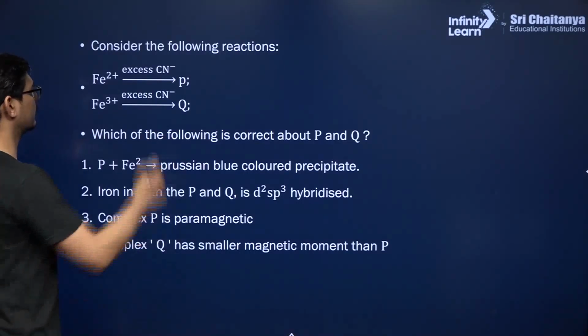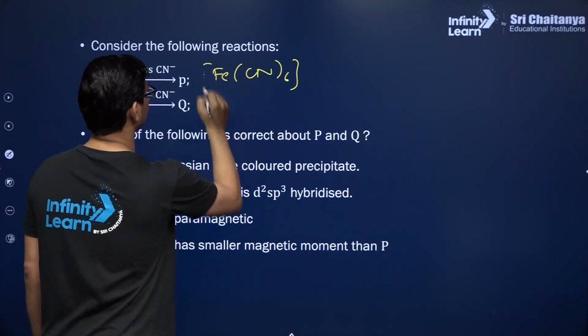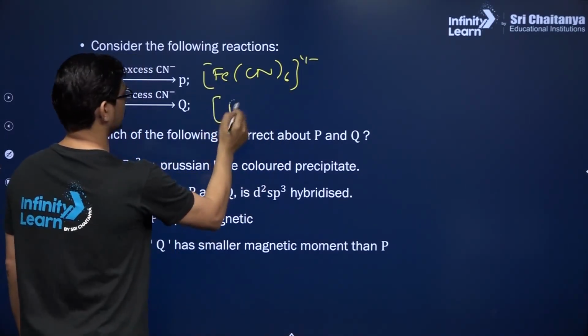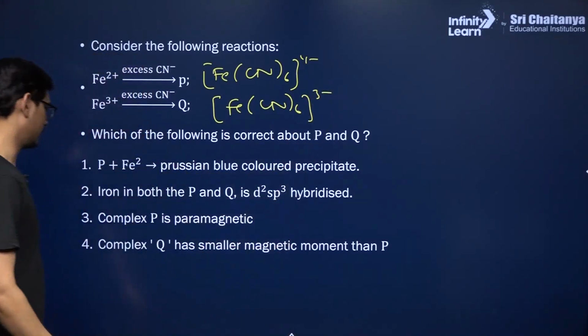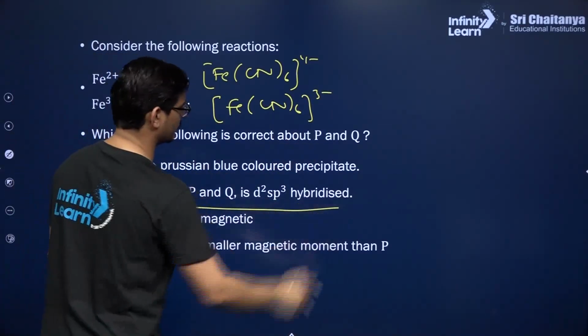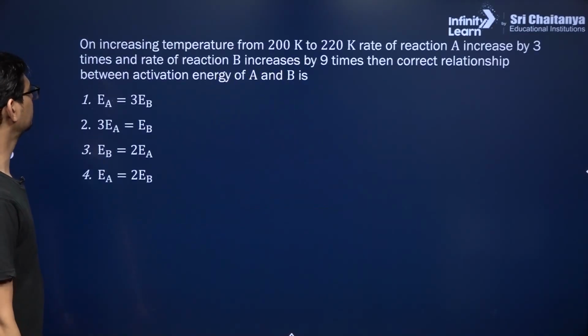In this, it also forms Fe(CN)6 4 minus, and this will form Fe(CN)6 3 minus. So the correct answer here is R: in both cases it is d2sp3 hybridized, an inner orbital octahedral complex.